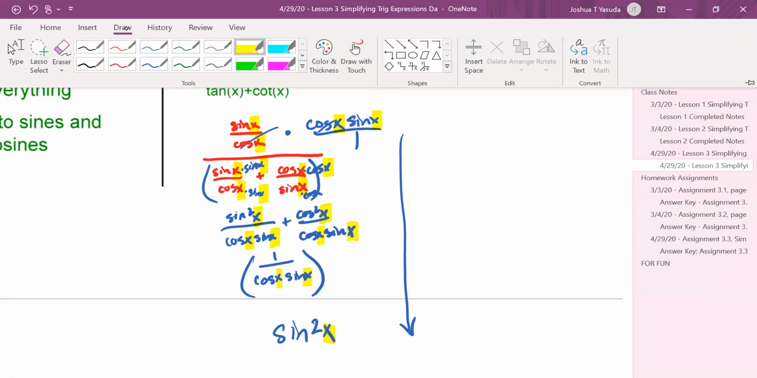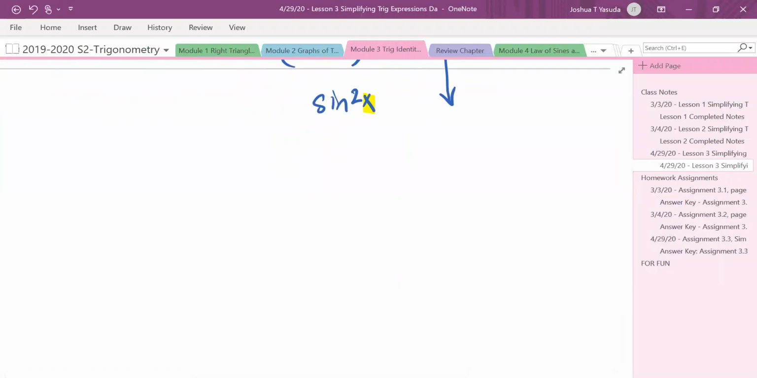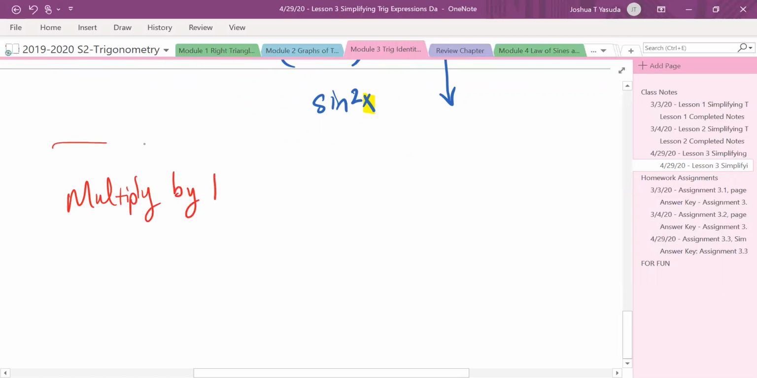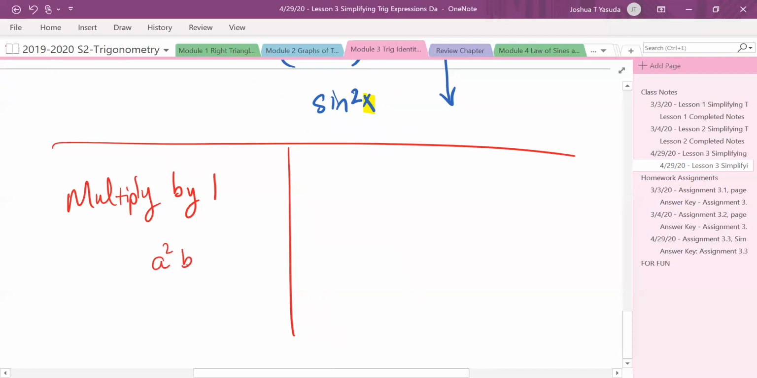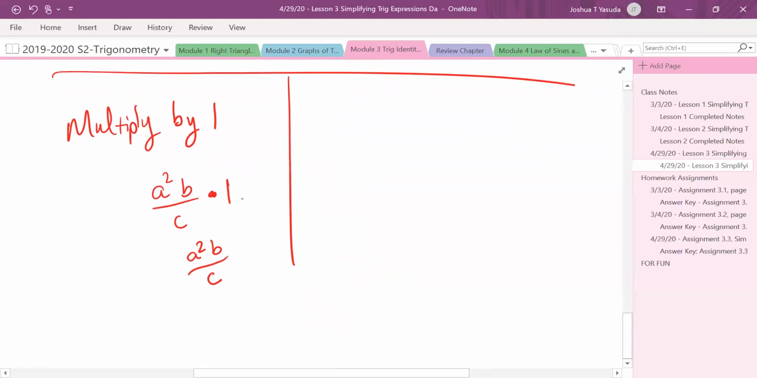Now, this was messy. I want to point out one thing for this problem that is allowed, and it's not in my notes, but I want to add one more. You can multiply by 1. Multiplying by 1 is a strategy. Now, what do I mean by multiply by 1? Take for example, say, a squared b over c. Say you have something wacky like this. If I multiply this by 1 times 1, what does it become? It stays the same, a squared b over c. The value doesn't change, because multiplying by 1 doesn't change the value.